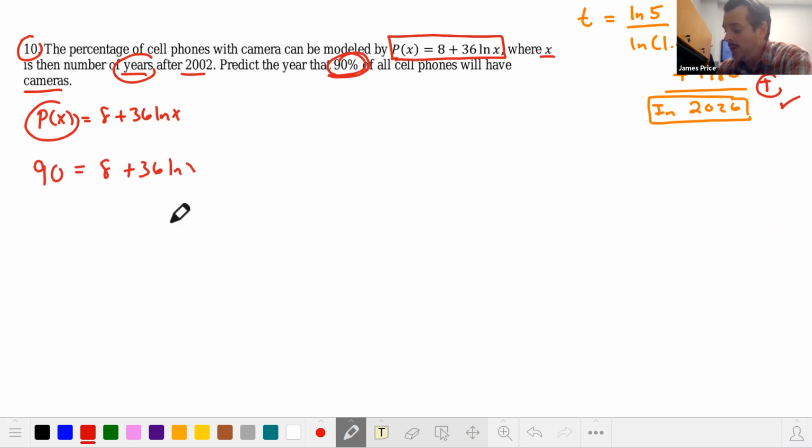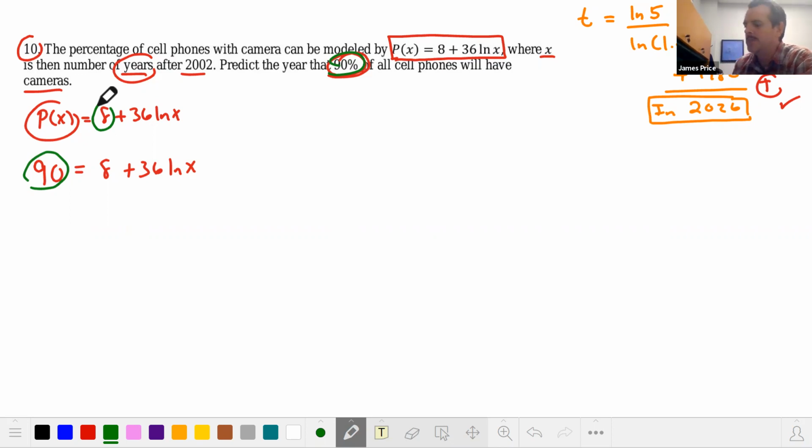Now, look at this real fast. I did not convert that to a decimal. Why not? Well, look at the formula. It's 8 plus, not 0.08, but 8. So it's not converting percents to decimals in this problem. You have to look at the formula and get a feel for it and realize I just leave the percent as is.